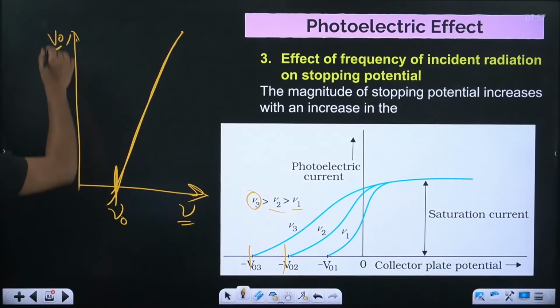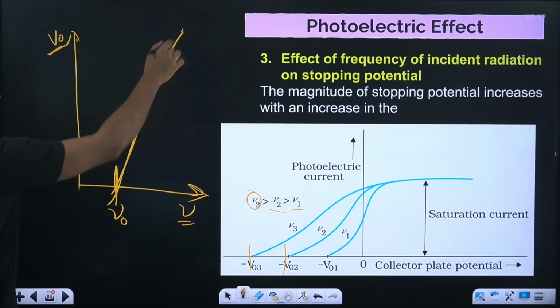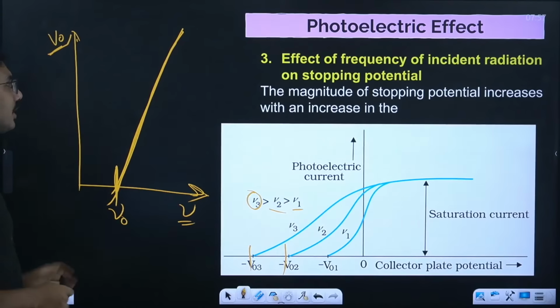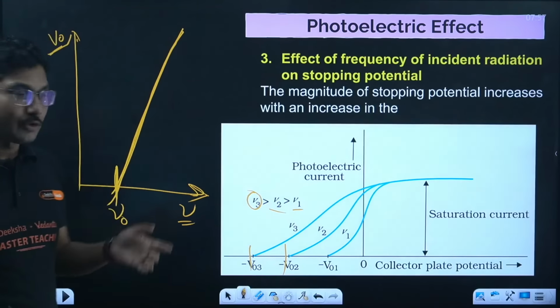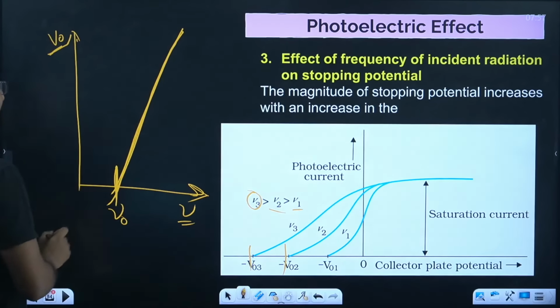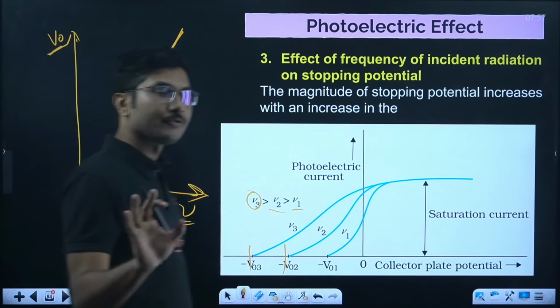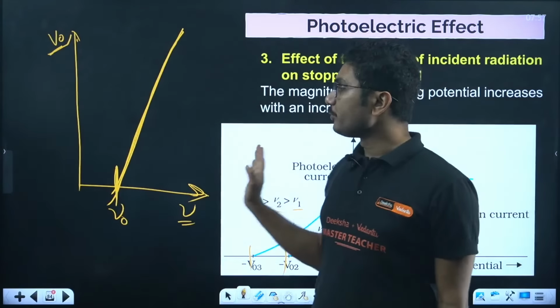Now the stopping potential versus frequency graph looks like this. It is also a straight line. Between this graph and the photocurrent graph there is a confusion among students. They confuse which one is what.